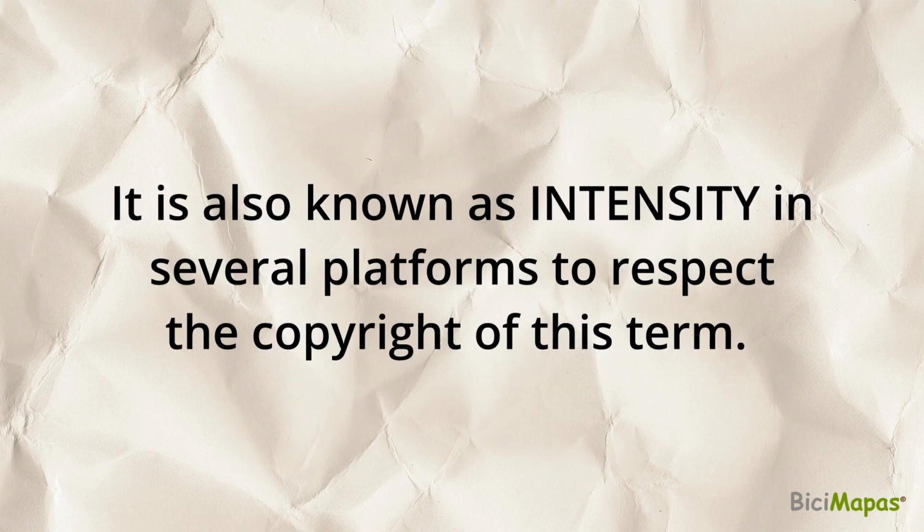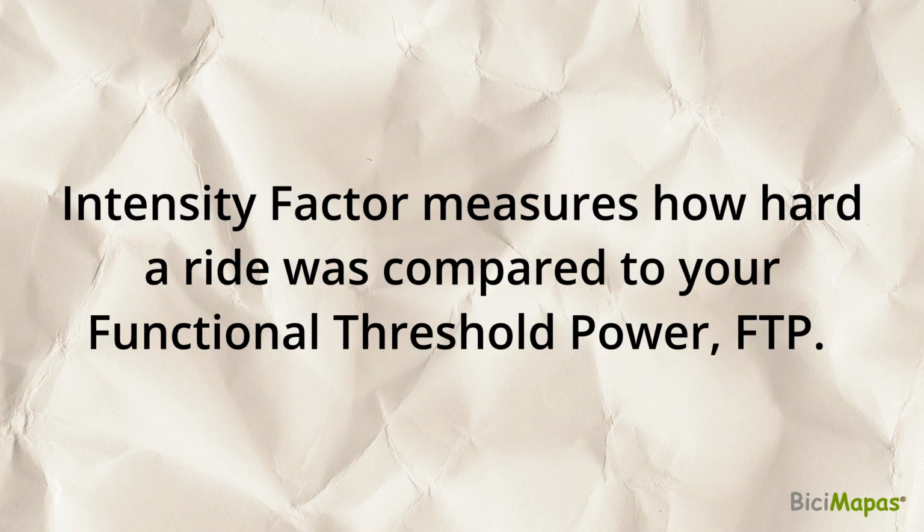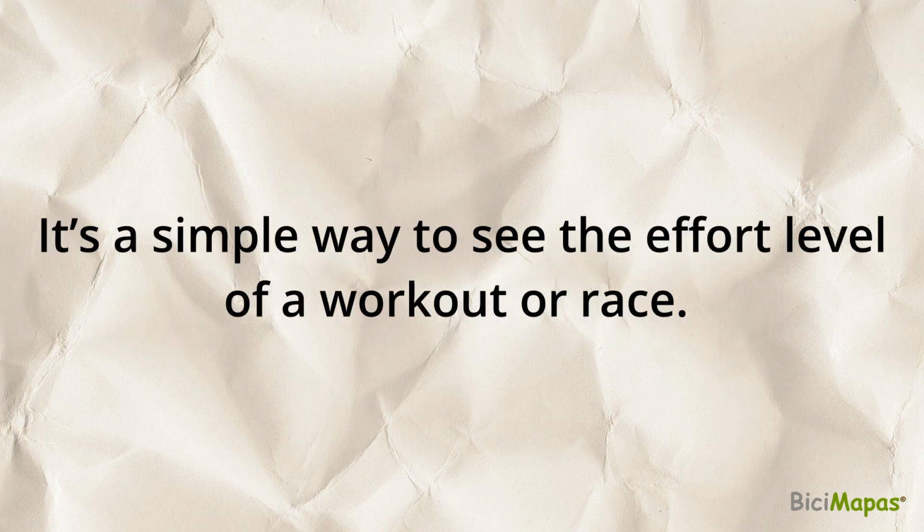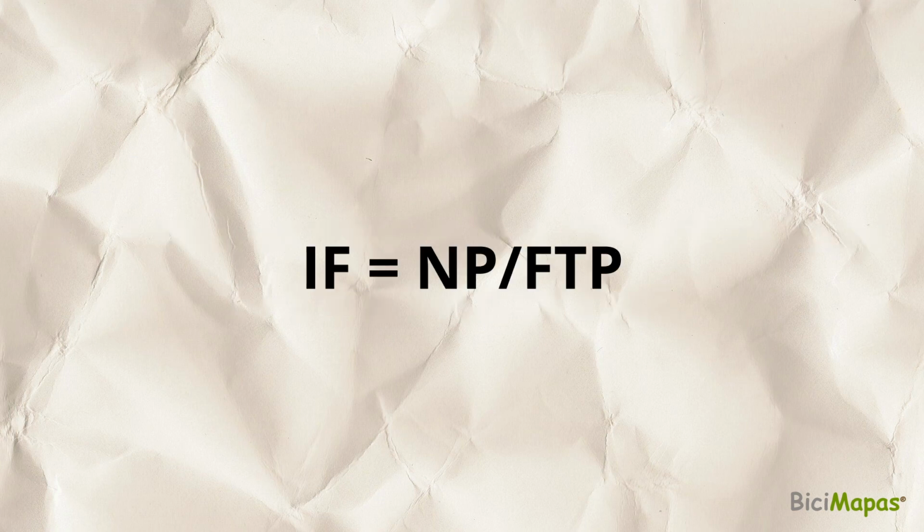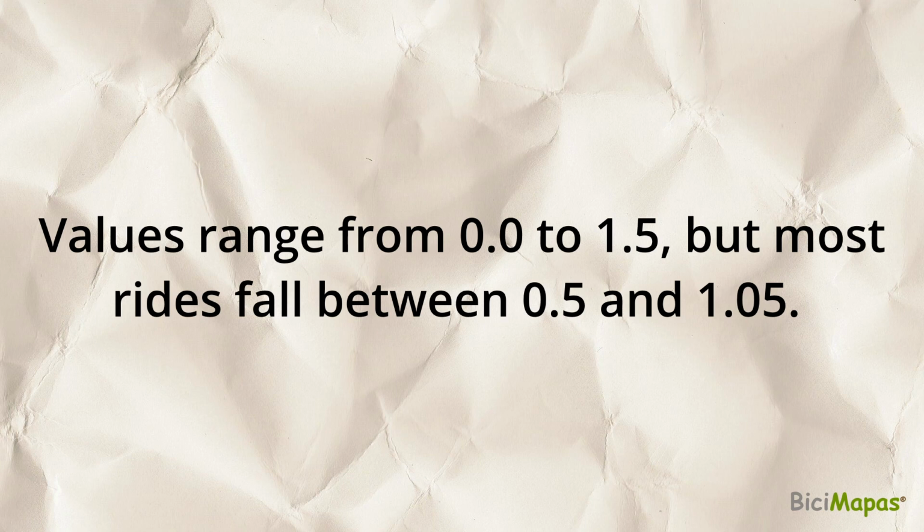Intensity factor. It is also known as intensity in several platforms to respect the copyright of this term. Intensity factor measures how hard a ride was compared to your functional threshold power, FTP. It's a simple way to see the effort level of a workout or race. The intensity factor is calculated by dividing normalized power by FTP. Values range from 0.0 to 1.5, but most rides fall between 0.5 and 1.05.